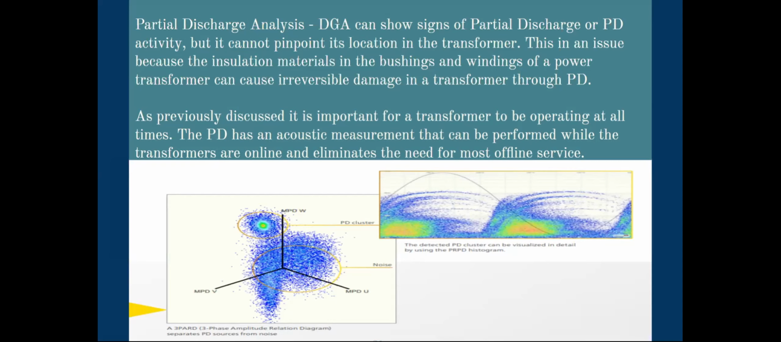As previously discussed, it is important to keep transformers running at all periods of time because of the money that you can lose. But the partial discharge acoustic measurement can be performed on the transformer while it's online. So you don't have to shut the transformer off in order to service it while you're doing this method of testing.